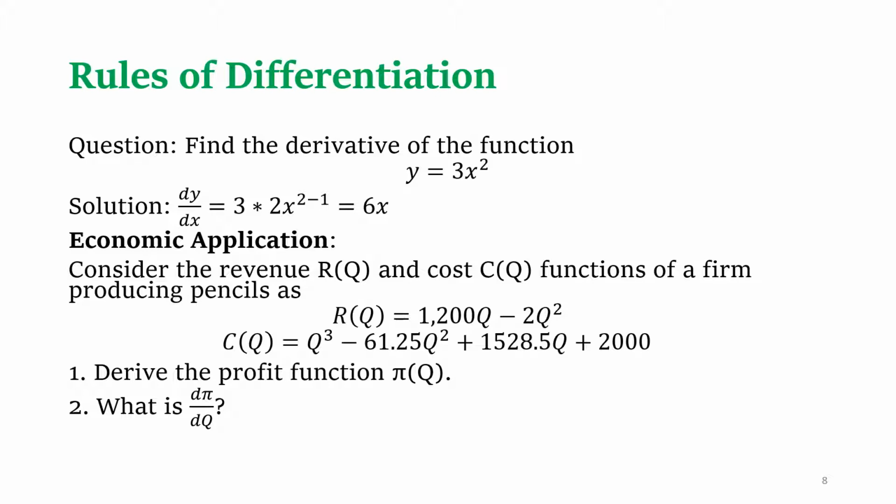For this revenue equation, we have R(Q) equals 1,200Q minus 2Q squared. And then the cost function there is Q cubed minus 61.25Q squared plus 1528.5Q plus 2,000, right? Now, we are to derive the profit function by Q. That's the first thing we have to do. And then what is the derivative? It is the derivative of the profit function with respect to Q.